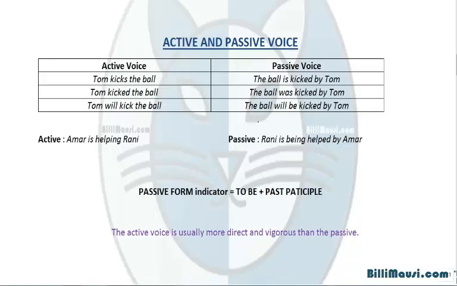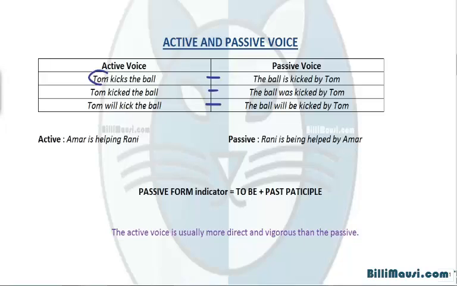Active voice: Tom kicks the ball. When we write it in passive voice, the ball is kicked by Tom. Tom kicked the ball; the ball was kicked by Tom. Tom will kick the ball; the ball will be kicked by Tom. Hope you can see the difference between active and passive voice.